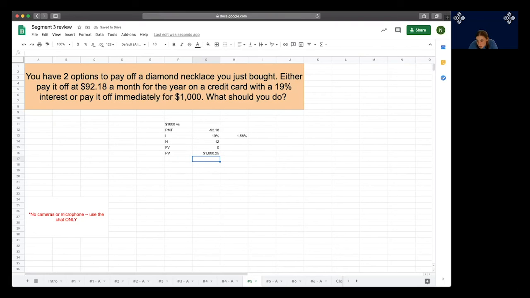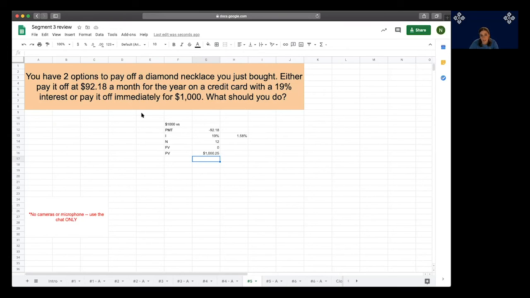So just as you guys are saying, pay it off immediately, it doesn't really make a difference because clearly the only difference is 25 cents. So the answer would be there's no difference. It's whatever you prefer. If you prefer to do a monthly plan, you can do that because you end up at the same amount of cash. If you want to pay it up front, you can also do that because again, you're going to end up at the same amount of cash.